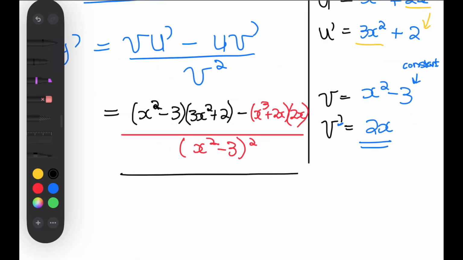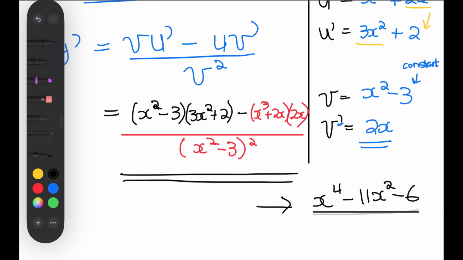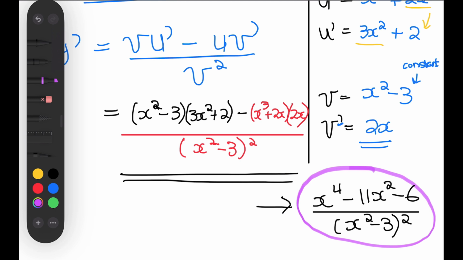You can simply leave this as a final answer, but if you want to simplify it, you should get x to the power 4 minus 11x squared minus 6, all divided by x squared minus 3, all of that squared. Both answers are the same, both answers are correct, it's just that this is in the more simplified form. And that's how you apply the quotient rule. It might look complicated at first, but once you break it down step by step, it's really straightforward.